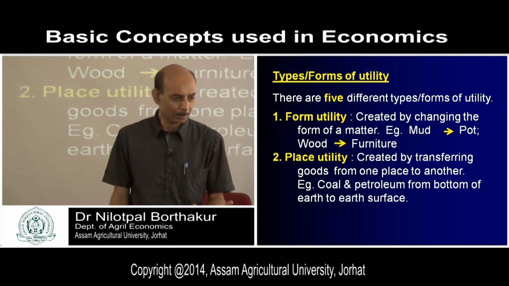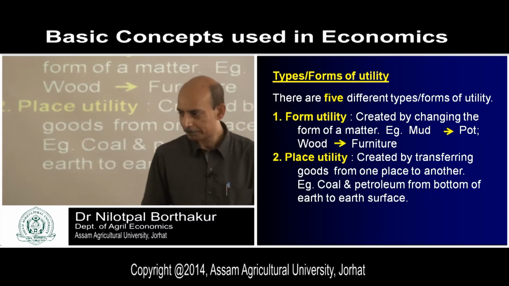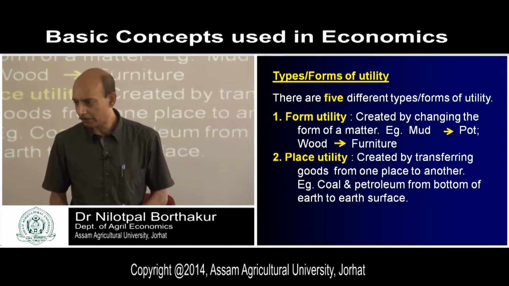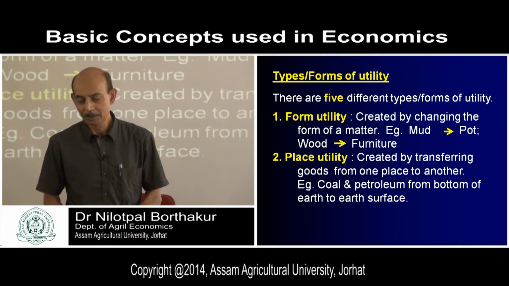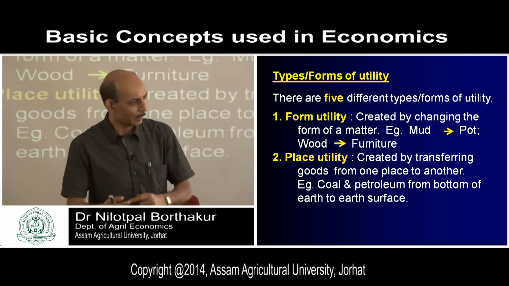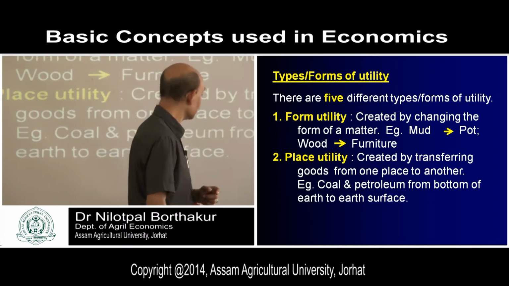A piece of wood does not have any utility. When a carpenter gives it a proper shape, and a beautiful decorative piece is manufactured out of it, we buy it at a good price. So, by changing the form, utility can be created. Utility can also be created by changing the place.